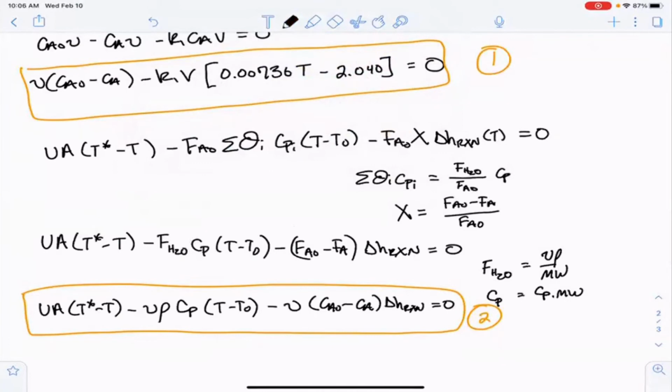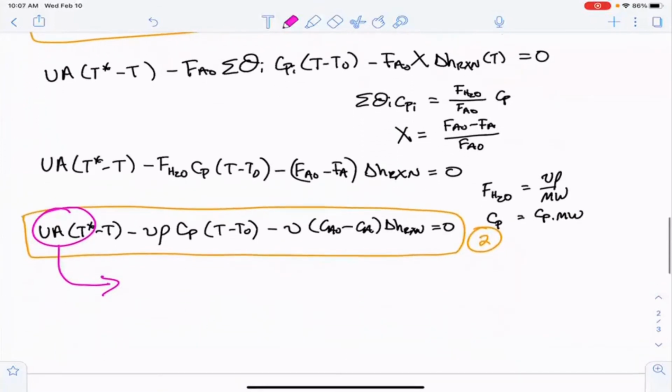Now, what are we missing here that we actually have to figure out? So we're treating this equation like presently the concentration of A and the temperature are the only unknowns. But what else haven't we figured out yet? UA? Yeah, we don't have UA. That's correct. So how do we find it? How do we determine UA?